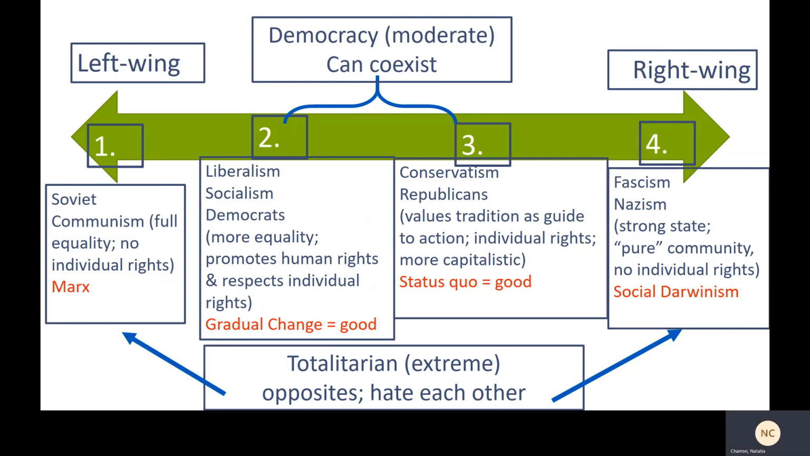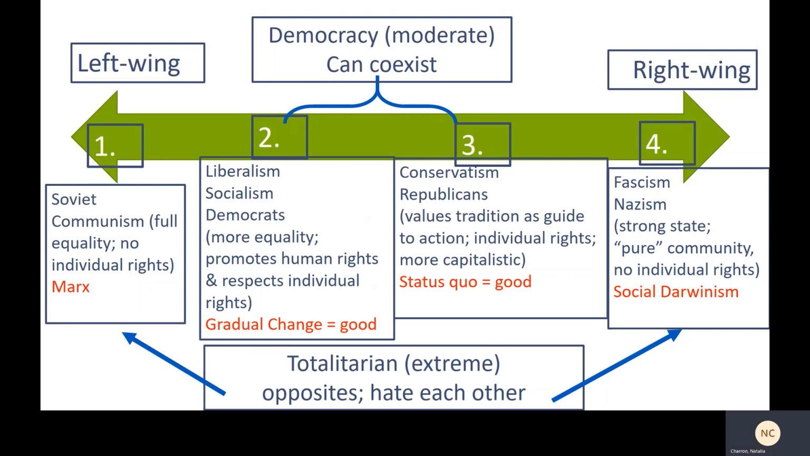All the way on the far right, we have fascism and Nazism, which have the goal of having a strong, aggressive state with a pure, racially pure community, and they respect no individual rights. The ideas that fuel fascism and Nazism are social Darwinism, survival of the fittest as applied to societies, that fake science. Those are both extreme, and they're both ruled by totalitarian governments, and they both hate each other, which is going to become really important because when communism gets strong, you'll see fascism and Nazism rise as a reaction.